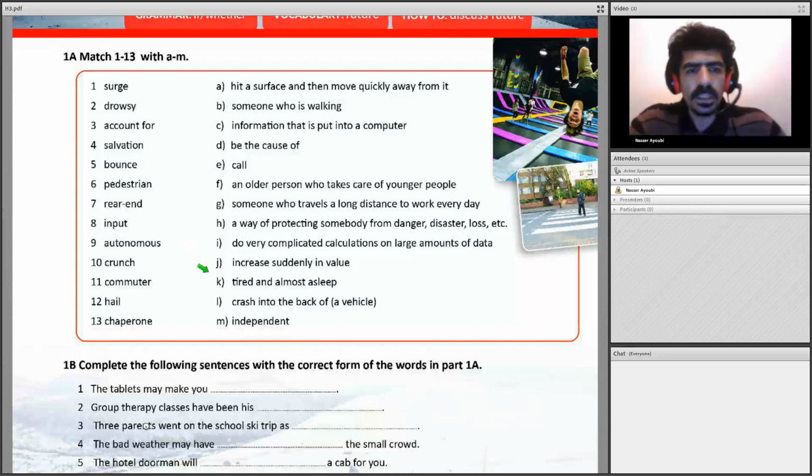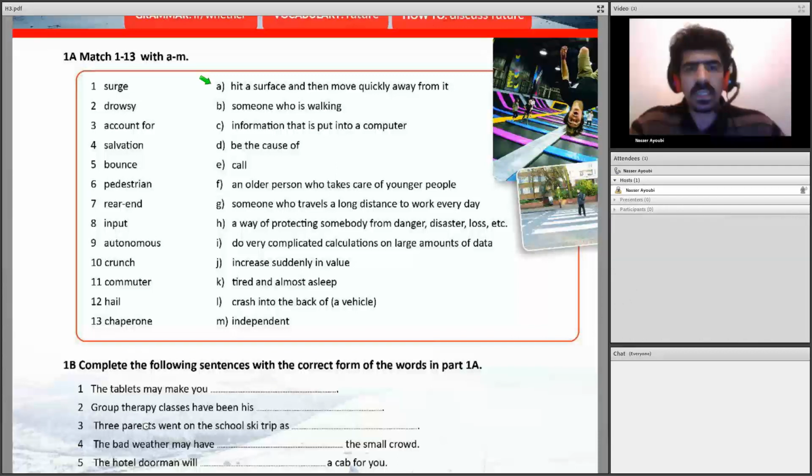Number 1 is J. Increase suddenly in value. Number 2 is K. Drowsy means tired and almost asleep. Number 3, account for, is D. Be the cause of, or explain something. 4. Salvation is H. A way of protecting somebody from danger, disaster, loss, etc. So salvation is H.